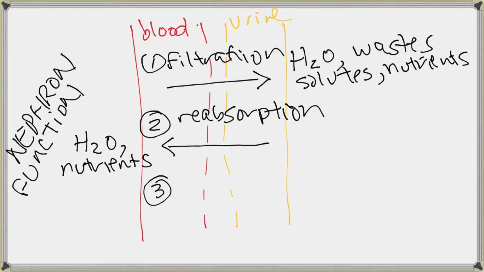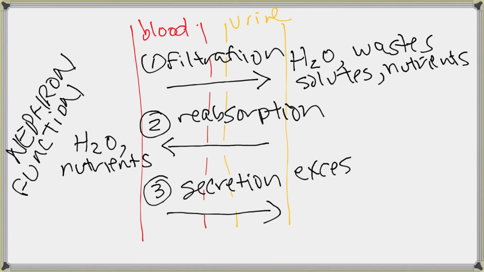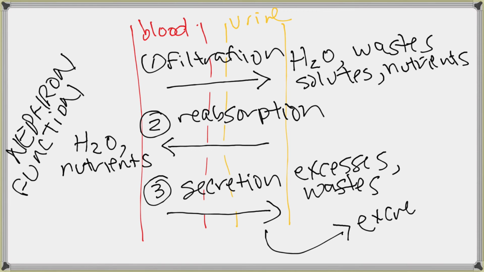And then the third process is to really selectively look at the bloodstream and see if there's any trash that you didn't catch, and you are going to push it back out. So if you had any excesses that you didn't need, or any waste products that you didn't catch the first time when you were doing filtration, you can get rid of those. And then what of course happens is whatever is left ends up being peed out, and that is excretion. Okay, that gets peed out.